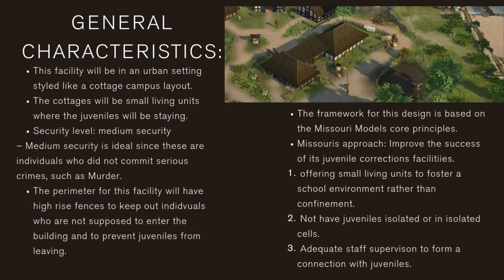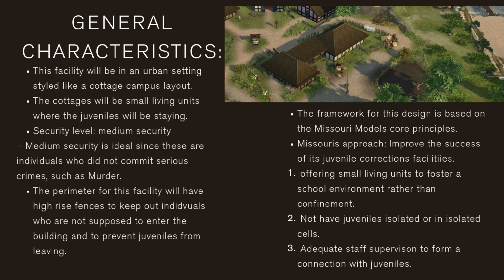For the general characteristics of the facility, we chose for the facility to be an urban setting style layout or a cottage campus style layout. The cottages will be in small living units where the juveniles will be staying. So this image here is just showing what we would imagine the cottages to look like.